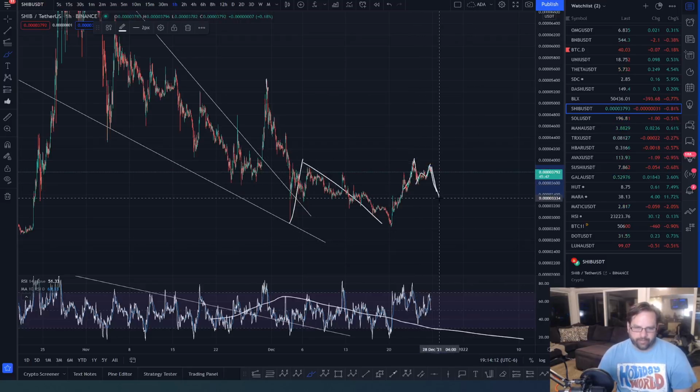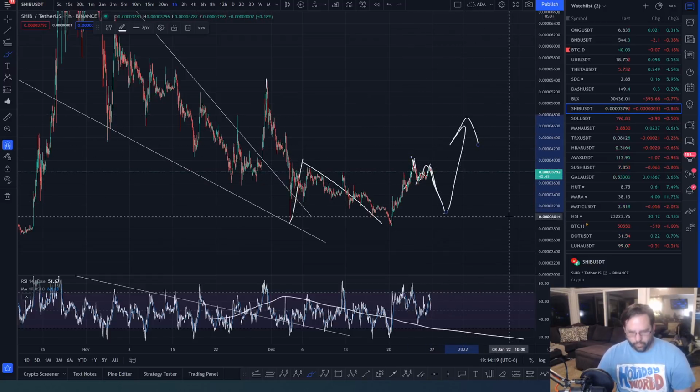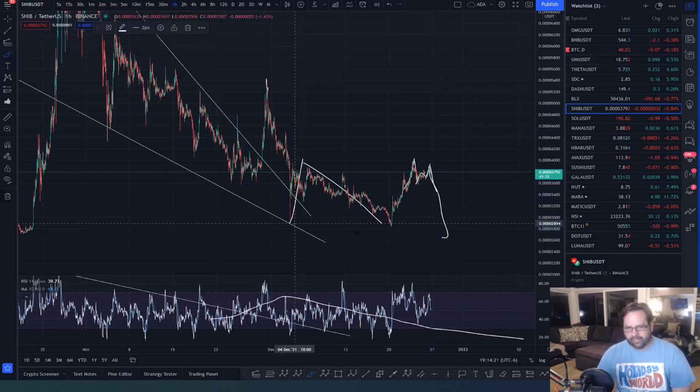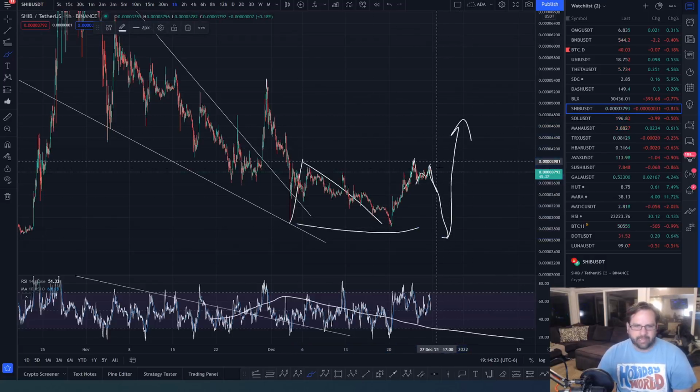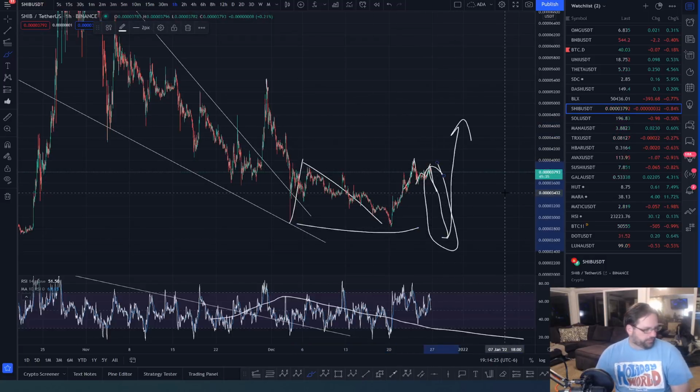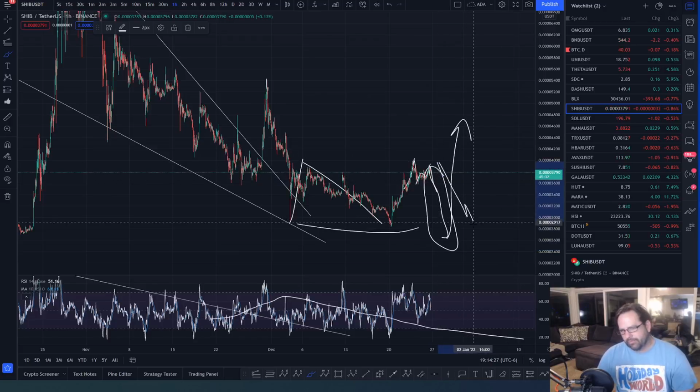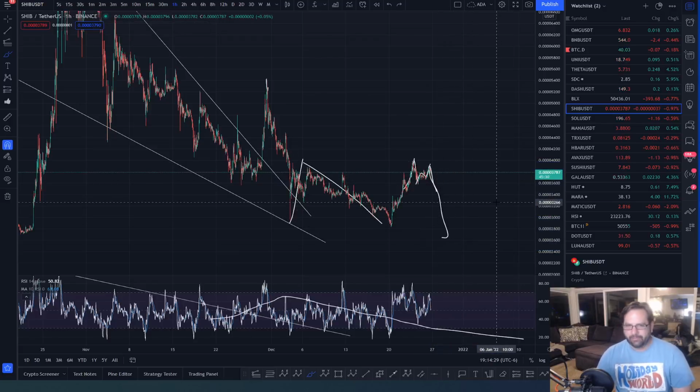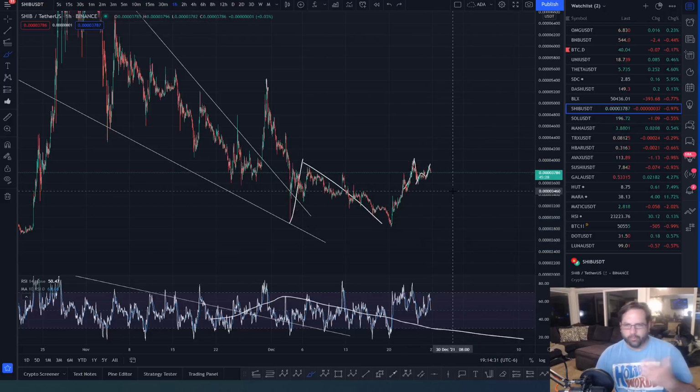Whether we get just a 3-wave move like this that turns around and goes up, or this comes down, breaks the lows, and then goes up. Same move though, guys. All the charts are pointing to that last move down, the best I can tell, whether it's smaller or bigger depending on the chart that we're looking at.